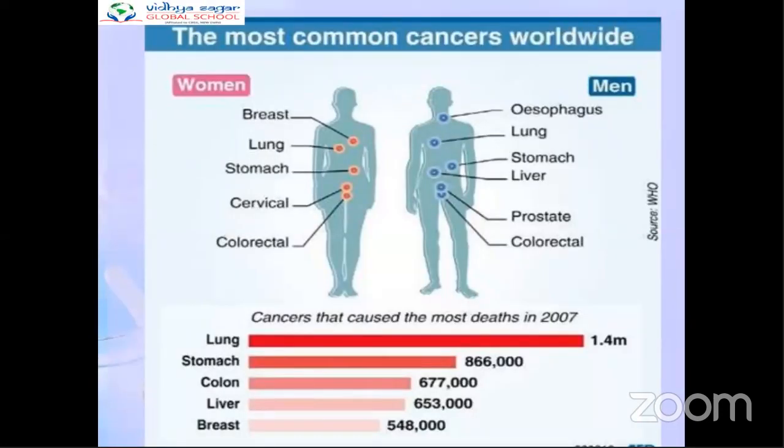So here we have different types of cancers in male and female. Females may get breast, lung, stomach, cervical and colorectal cancer, in the large intestine. In males, esophagus, lung, stomach, liver, prostate and colorectal cancers. The cancers that caused most deaths in 2007 were lung, stomach, colon, liver and breast.